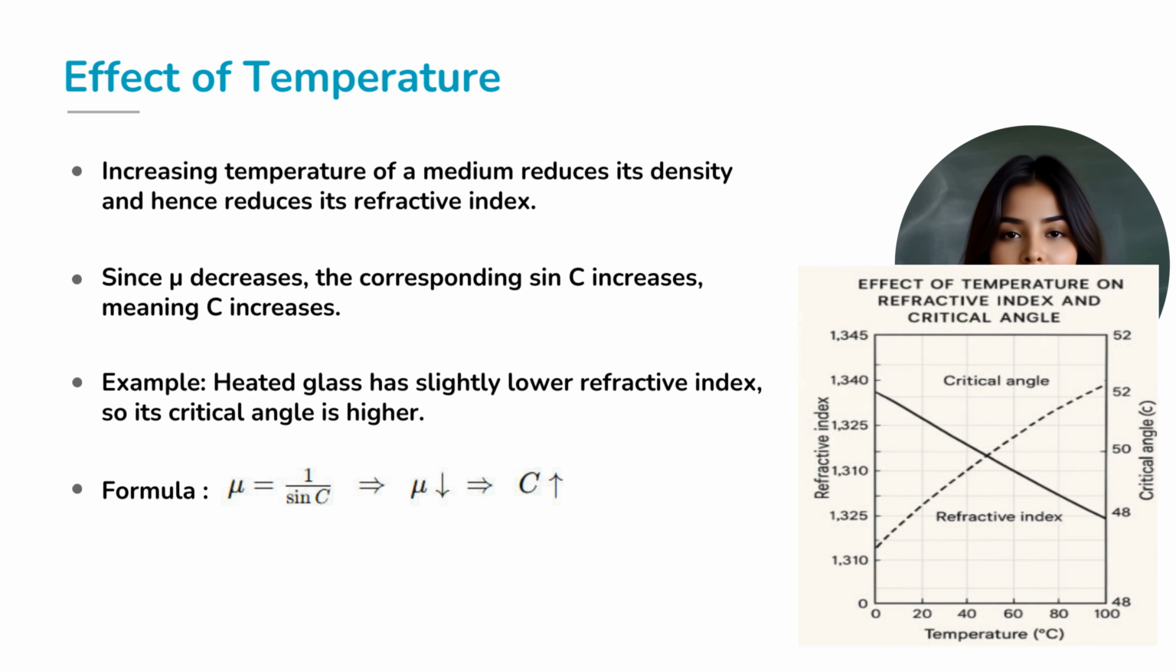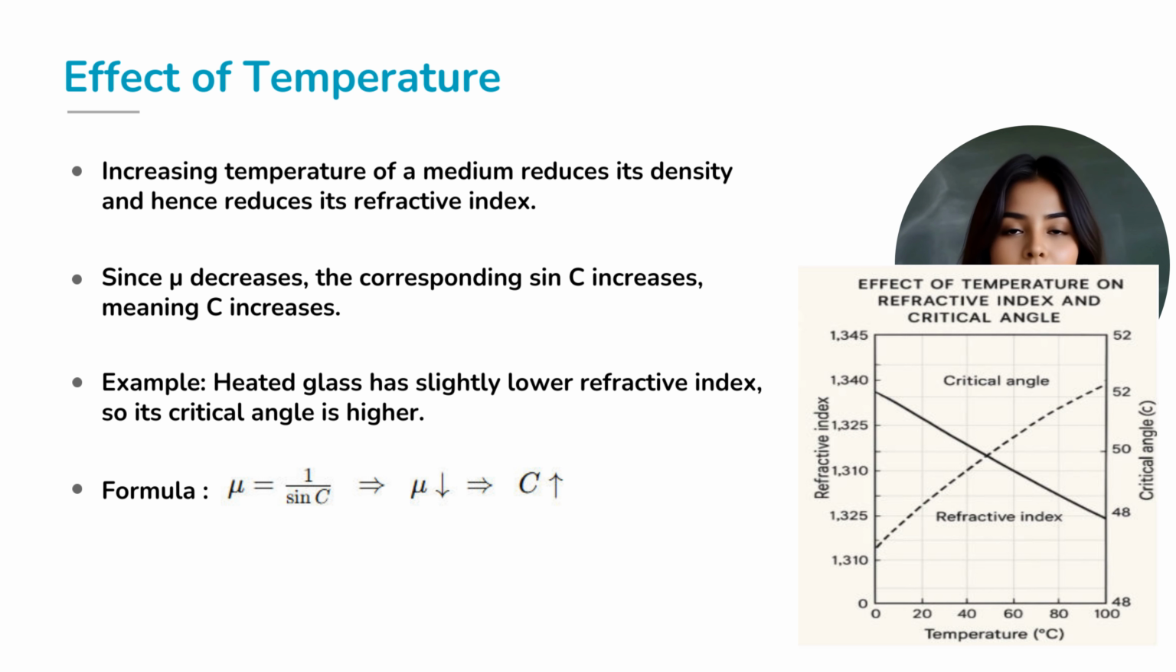Another subtle factor that affects the critical angle is temperature. When you increase the temperature of a medium, its density decreases. That in turn slightly reduces its refractive index. Now recall our relation mu equals 1 over sin c. So, if mu decreases, that means the denominator gets smaller and therefore sin c becomes larger. A larger sin c corresponds to a larger critical angle. In simple terms, as temperature rises, the critical angle increases.